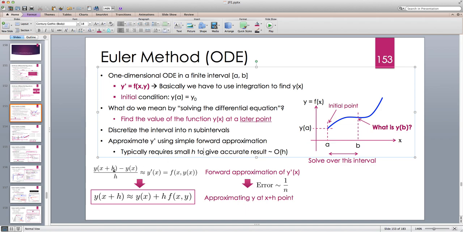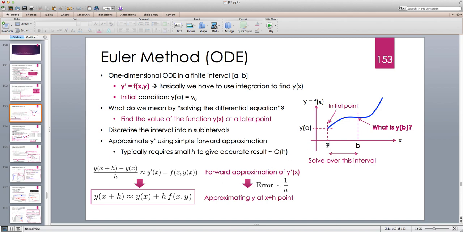So y of x plus h minus y of x divided by h is y prime, which is f of x and y. So if I rearrange these, I can find the value of y at some later point, x plus h: y of x plus h equals y of x plus h times f of x and y, and this y is evaluated at x, okay? So if I know the value of the function at some point, I can approximate the value of the function at a very small step after that, all right? And we know that the error is order of h, or 1 over n, the number of sub-intervals, okay?